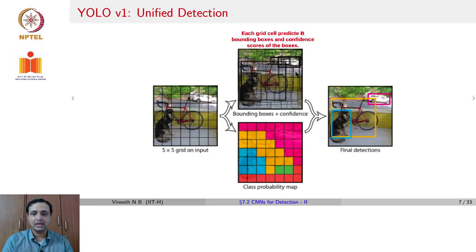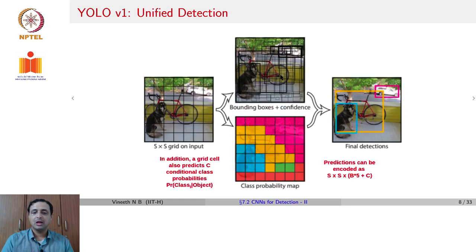So you can see here that each grid cell can predict multiple bounding boxes and a confidence for each of those bounding boxes. And each grid cell predicts just one probability per class. So a total of C classes would mean C total probabilities. You could consider that this is computing a quantity which is given by probability of class i given an object. So that's a conditional probability.